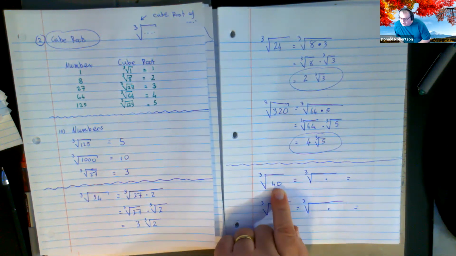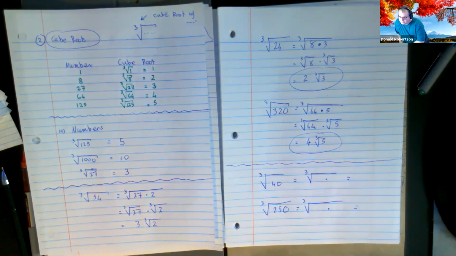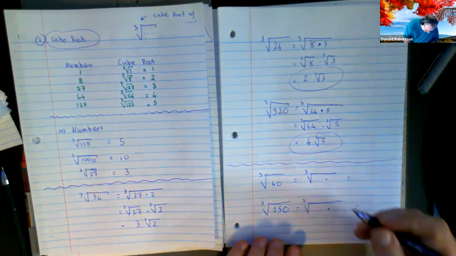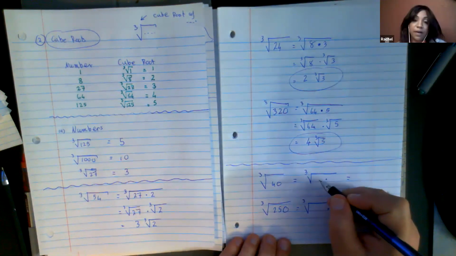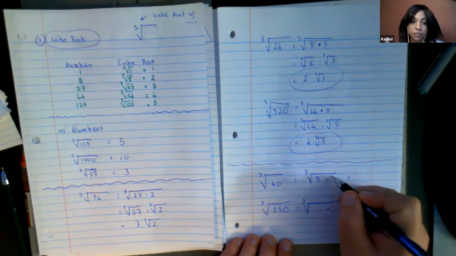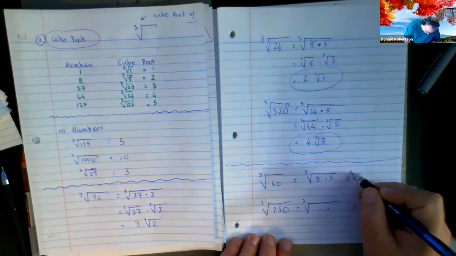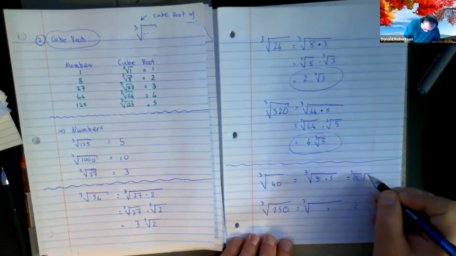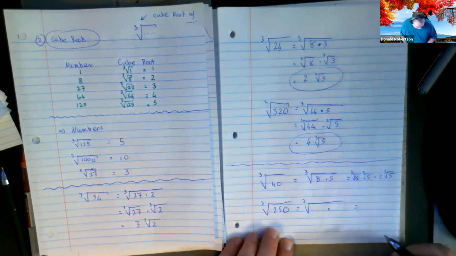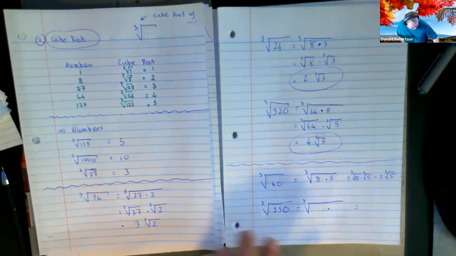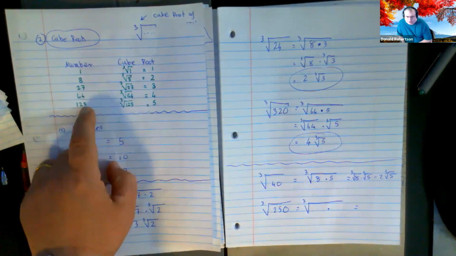40. Give me the two that work with 40. 8 and 5. One of them has to be from here. 8 and 5. And that becomes square root of 8 times cube root of 8, cube root of 5, and you get 2 cube root of 5. Right, 250. Actually, it's easier than it might look. 250.